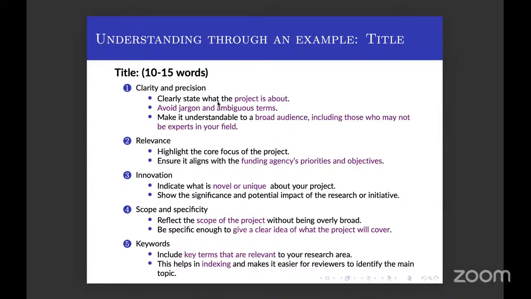So what I am trying to say is, you will understand the title and how the title has to be through this example. So the title should have 10 to 15 words. That is very clear. My sound is audible, Dr. Swapna? Yes, sir, very clear. Okay. So the title has to be only 10 to 15 words, not more than that. It should have clarity and precision.